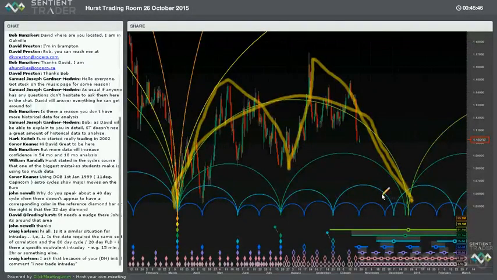Before we go into a little more detail, I see a comment from Craig. Is it a similar situation for intraday? Is the data required the same sort of correlation, 80-day cycle, 20-day FLD? Is there a specific equivalent intraday? 15 minutes, 2 hours, something else?